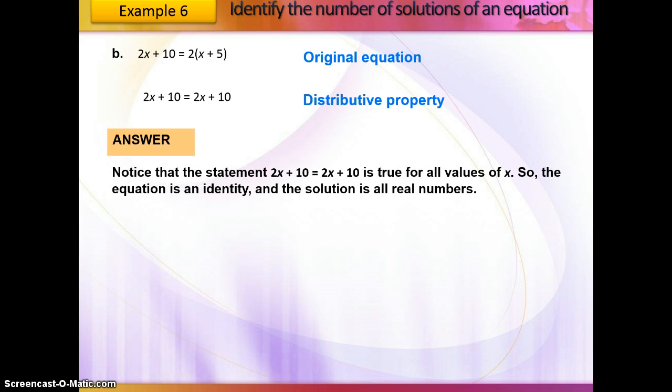Notice that the statement 2x plus 10 equals 2x plus 10 is true for all values of x. So the equation is an identity. An identity is an equation that is true for all values of x. Therefore, the solution is all real numbers. So you have infinitely many solutions. This concludes our lesson.